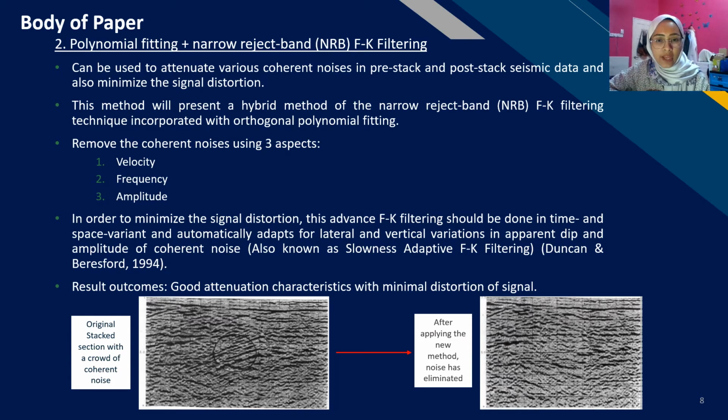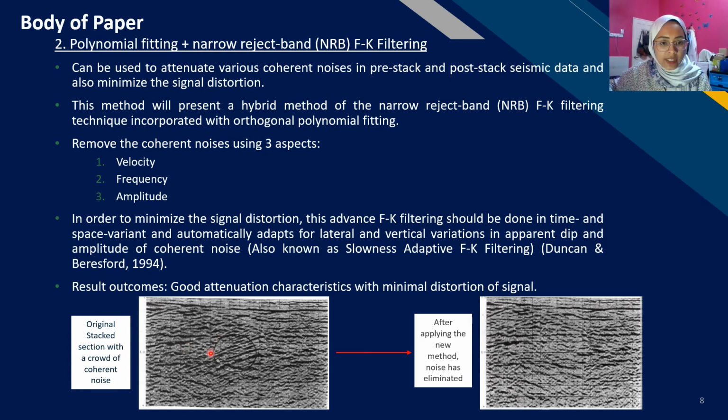Other than that, NRB FK filtering can reduce the signal distortion and improve the attenuation of the filter to some degree. In order to minimize the signal distortion, this advanced FK filtering should be done in time and space variant and automatically adapt for lateral and vertical variation in apparent velocity and amplitude of the coherent noise. This technique is also known as slowness adaptive FK filtering. Therefore, by using this advanced method of FK filtering, it shows good attenuation characteristics with minimal distortion of seismic data.